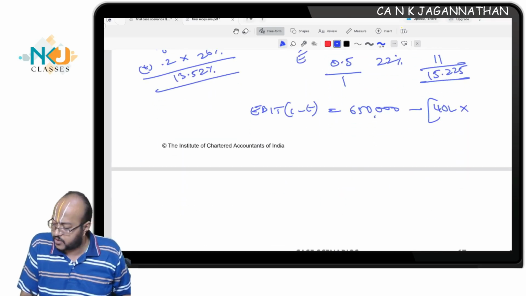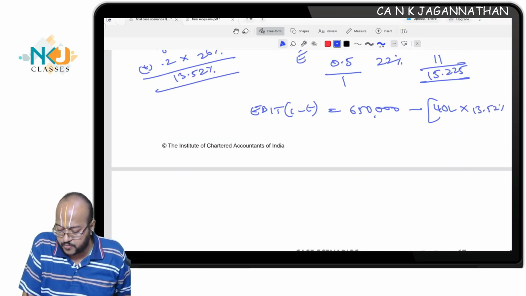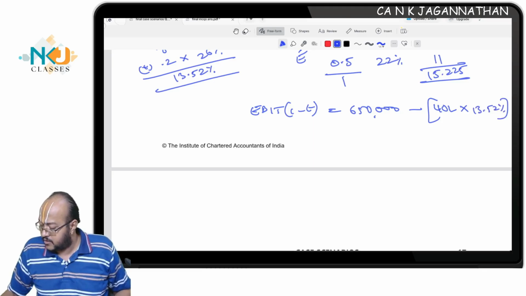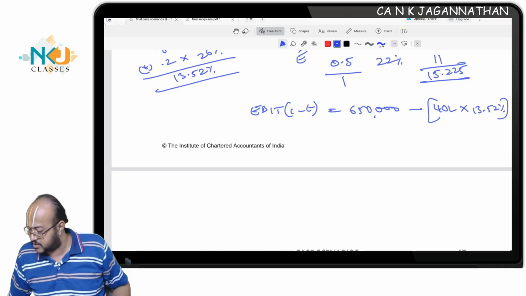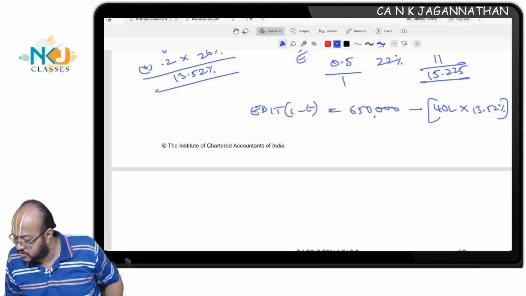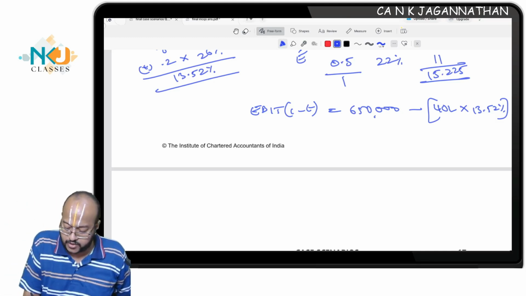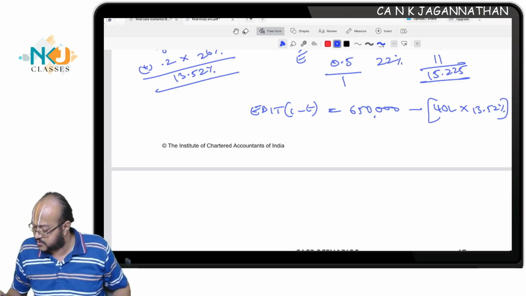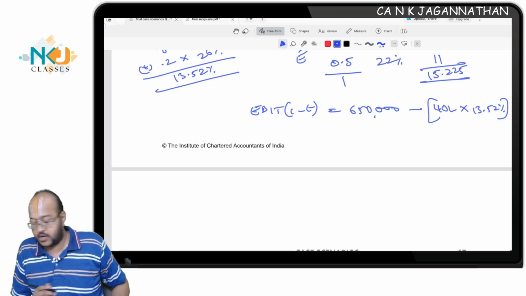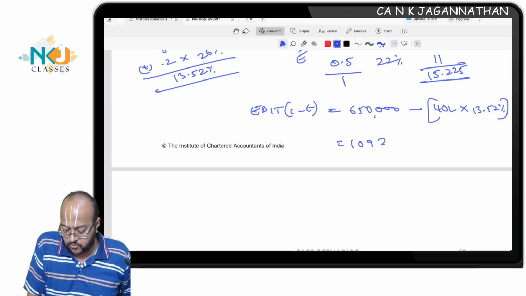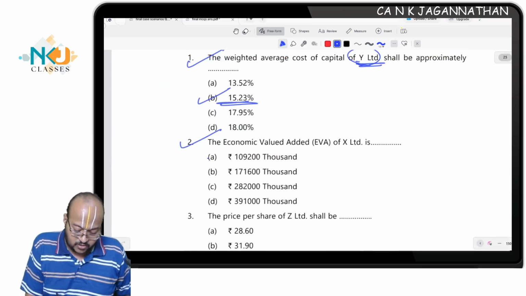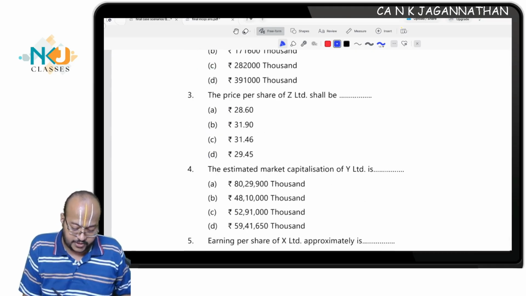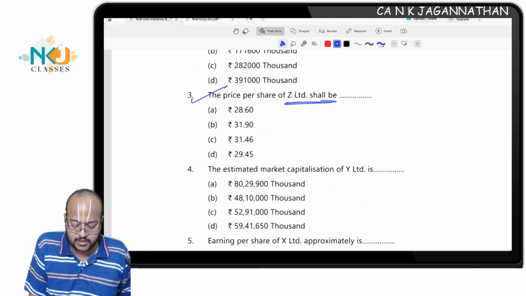Now you multiply 40 lakhs into 13.52 percentage. How much is that? 5 lakh 40,800. So 5 lakh 40,800 minus 6 lakhs 50,000, 109,200. I'm getting 109,200 as EVA. Are you all comfortable? 109,200. Now, next, price per share of Z Limited shall be.